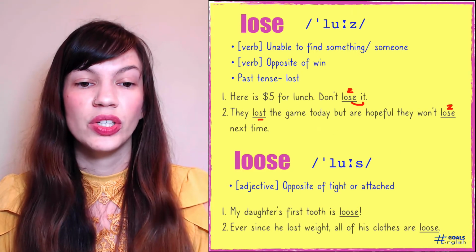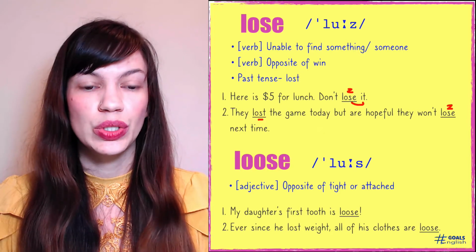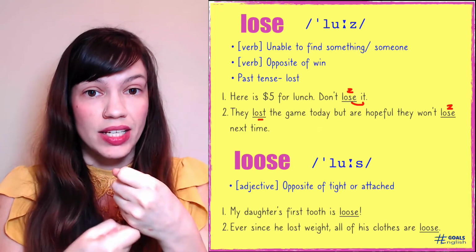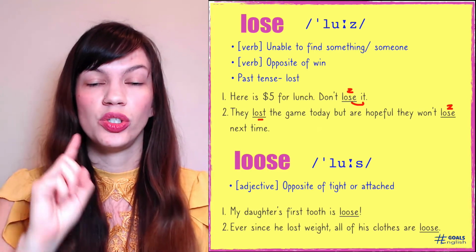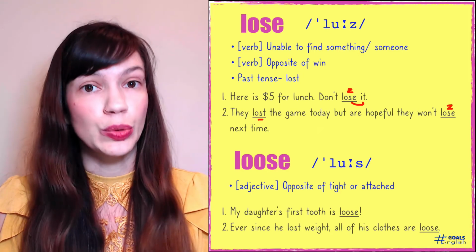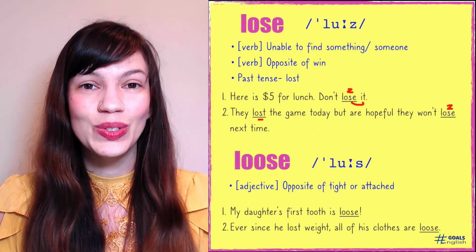Okay, let's look at the next one, loose, with the S, loose. So loose is an adjective and is the opposite of tight or attached. So let's do number 1. My daughter's first tooth is loose, right? My daughter's first tooth is loose.